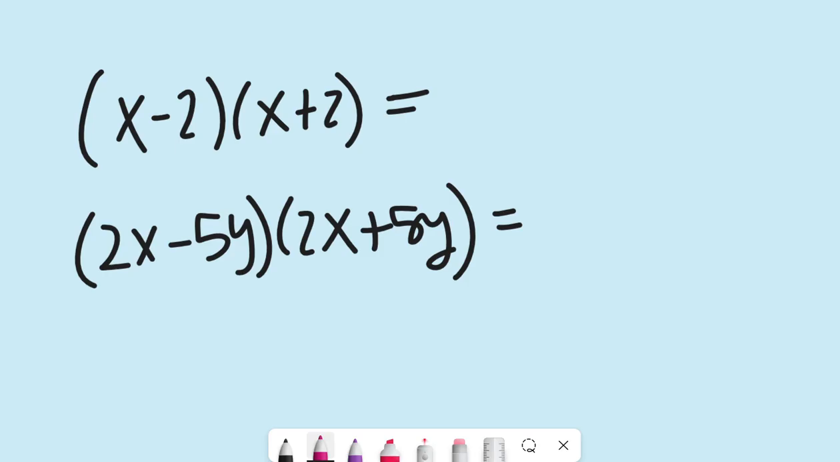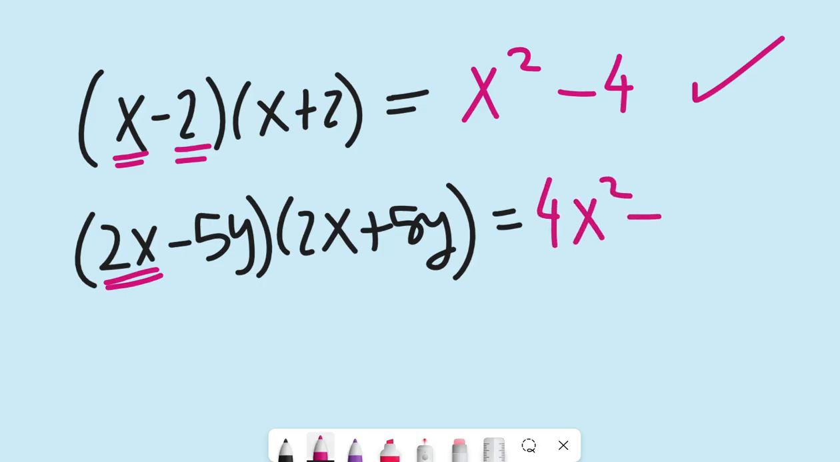3, 2, 1. We start now. First number to the power of 2, x squared, minus second number to the power of 2, 4. Done. Then we do it again. First number multiplied by itself, it will be 4x squared, minus second number multiplied by itself, it will be 25y squared. Done.